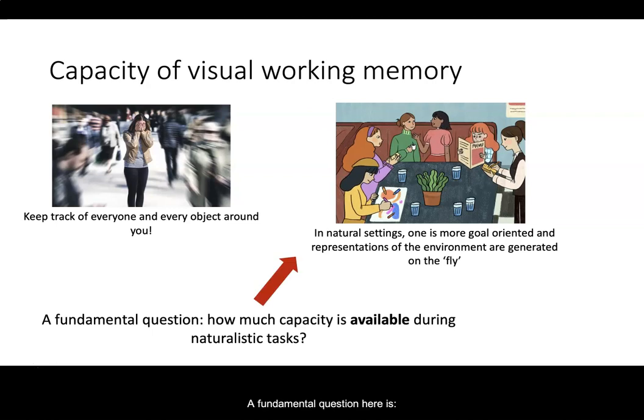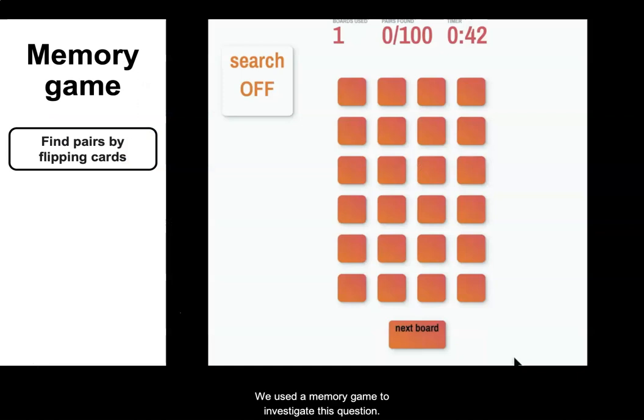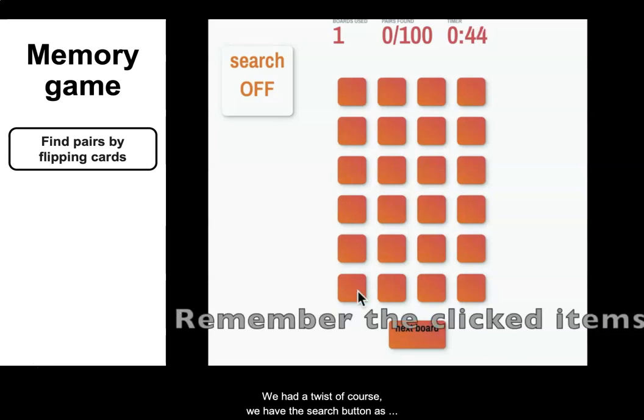A fundamental question here is, how much working memory capacity is available during naturalistic tasks? We used a memory game to investigate this question, and you might be familiar with this game. It's also known as the concentration game, where observers find pairs by flipping cards. We had a twist, of course.